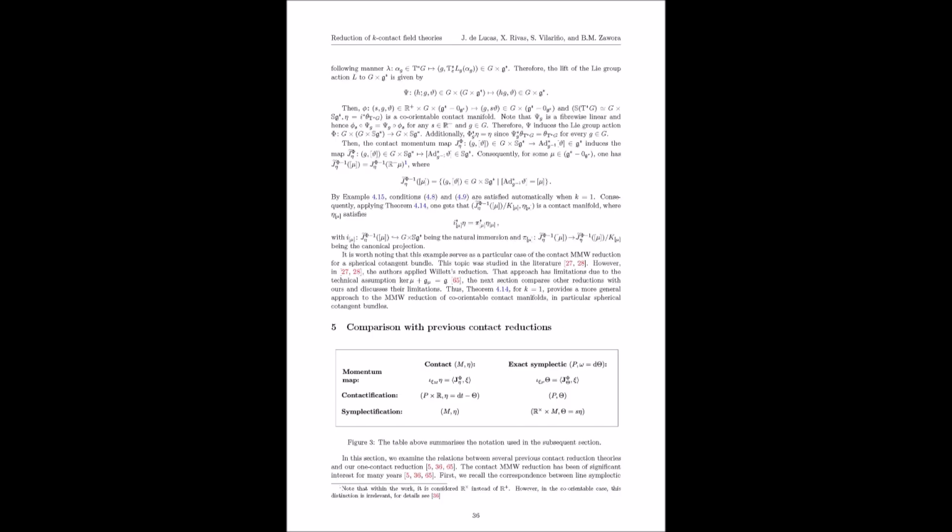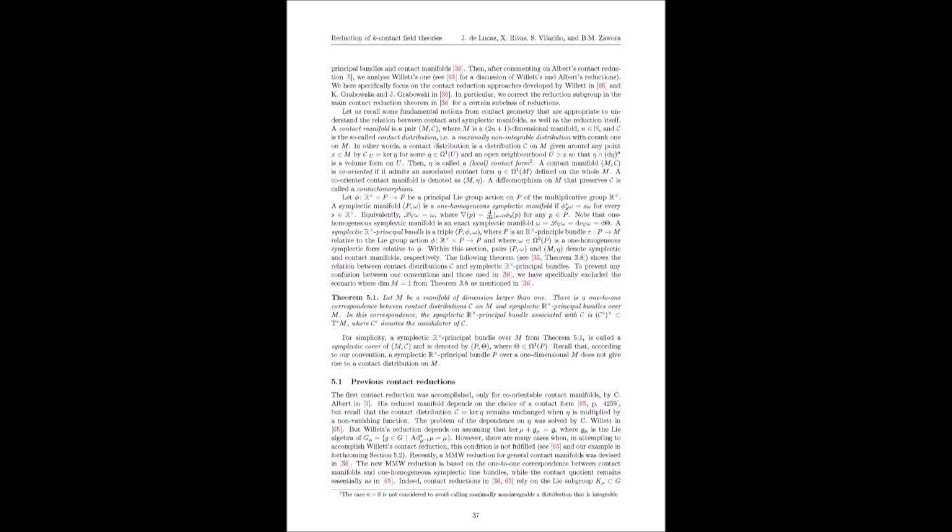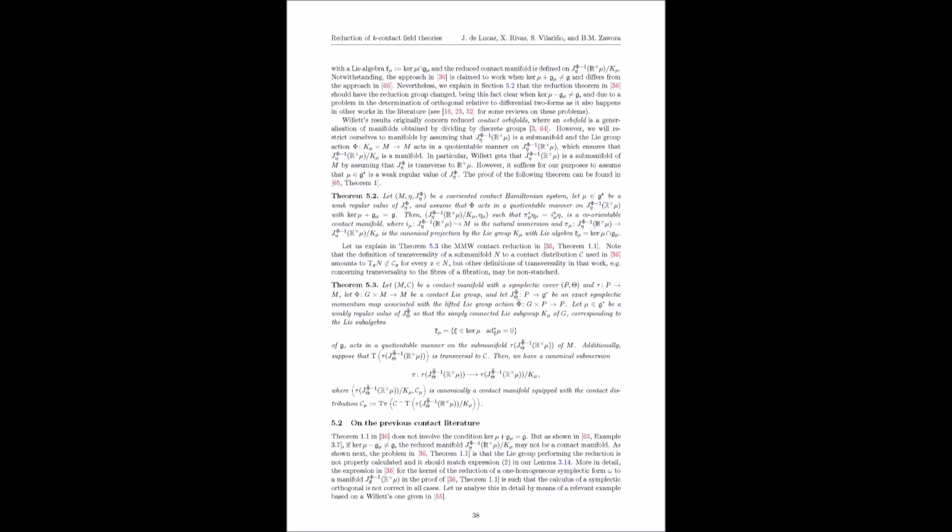M equals T*SL2(R) with a specific contact form and SL2 action. They calculate the reduced space using their K and find it's four-dimensional, which cannot be contact. But they state that theorem 5.3 from 36 claims a three-dimensional contact manifold results. A direct contradiction. Here, so.